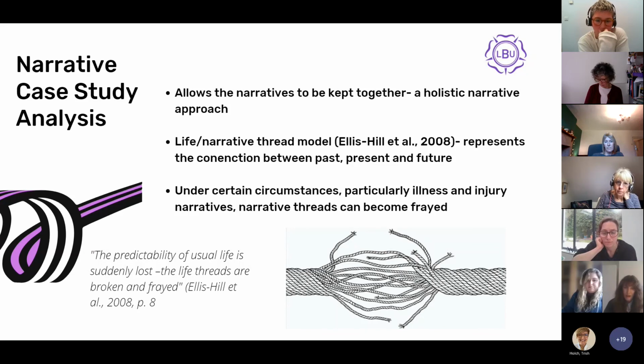The metaphor of a thread represents the connection between the past, the present, and the future, and the idea that certain events can cause the threads to become frayed or to break apart, like you can see in the figure at the bottom. The metaphor is most commonly used in accounts of health and illness research, particularly when something like an accident or an injury has happened suddenly and caused an immediate narrative break, or a fraying or a snapping of those threads.